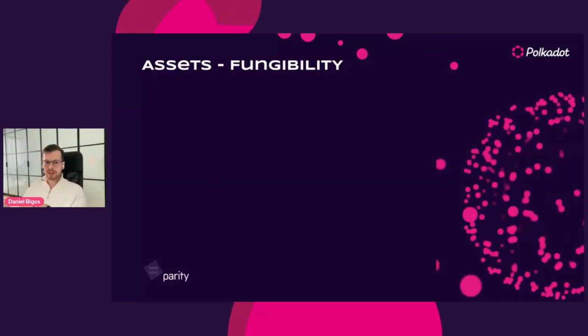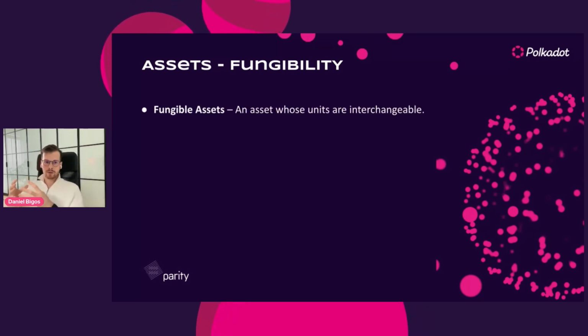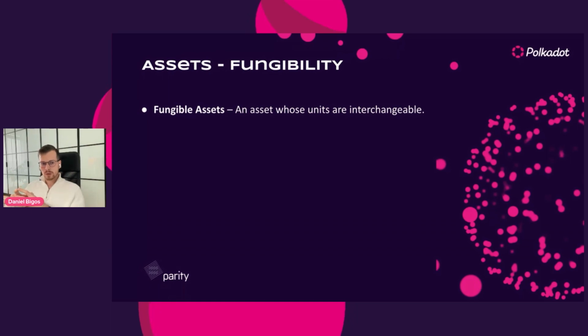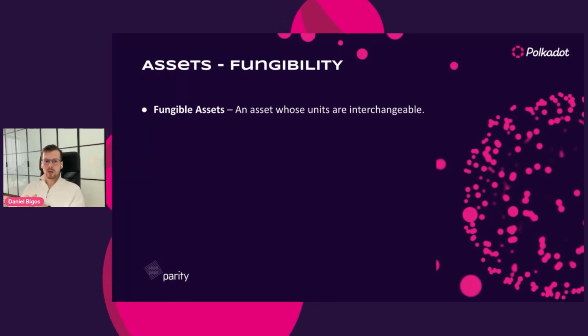Before talking about pallet assets, let's talk about assets in general. We have two types of assets. At first, we have fungible assets. And what are fungible assets? Fungible assets are those assets in which units are interchangeable. What does it mean? To better visualize what fungible assets are, I will use fiat money as an example. So, think about US dollars.